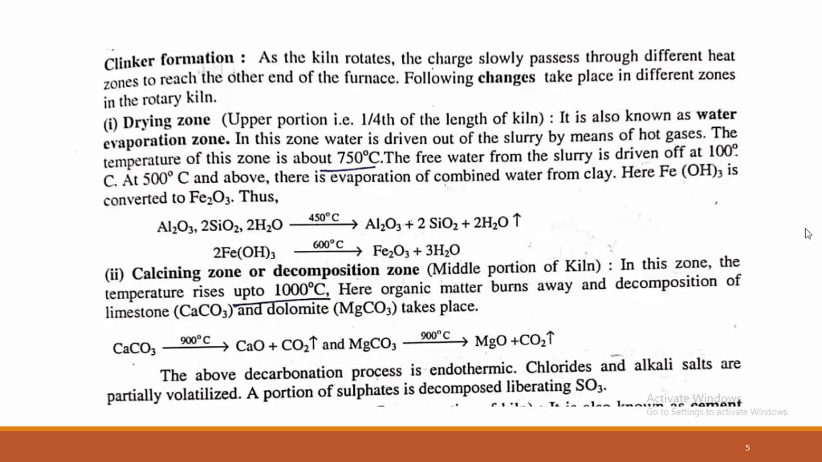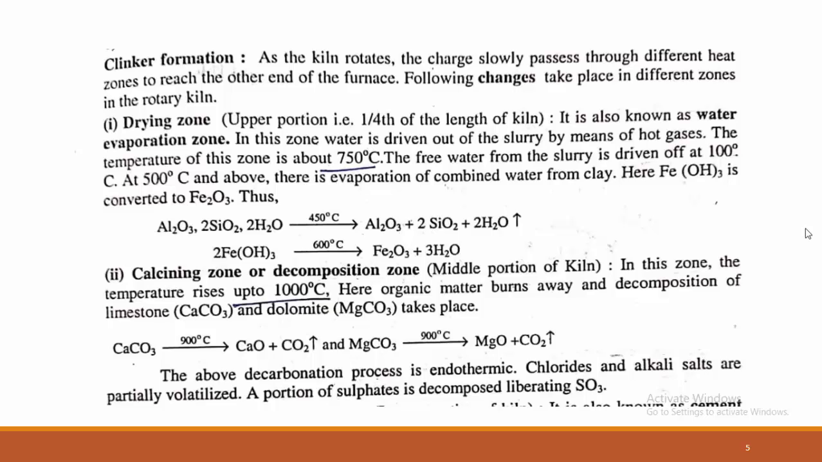We can see the rotary kiln charge slowly passes through different heat zones to reach the other end of the furnace, from the top end to the lower end. The top end temperature is low and the lower end temperature is very high towards the flame, and the material continuously moves with the rotation. So here we can see the rotary kiln, which is divided into three sections.